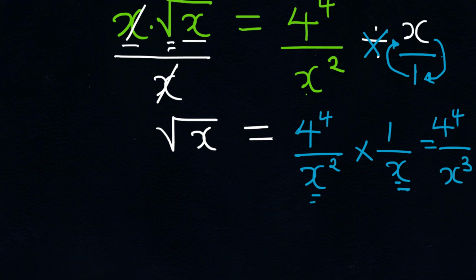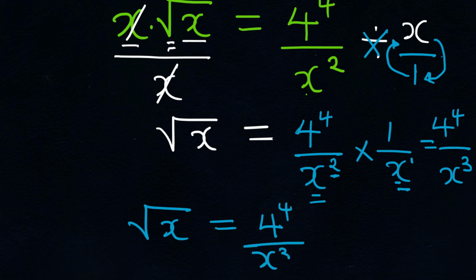The bases are the same, so we add the exponents. This is the power of 2. This is the power of 1. So in the end, we are going to have the square root of x is equal to 4 to the power of 4 divided by x to the power of 3.